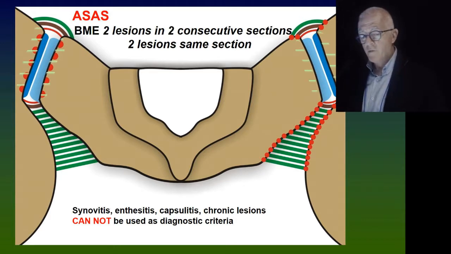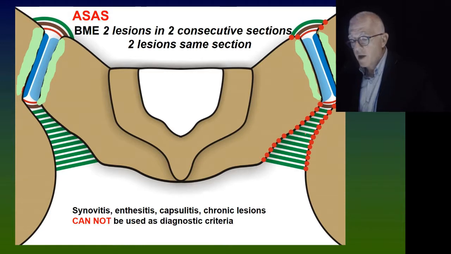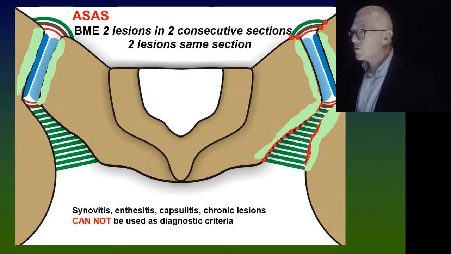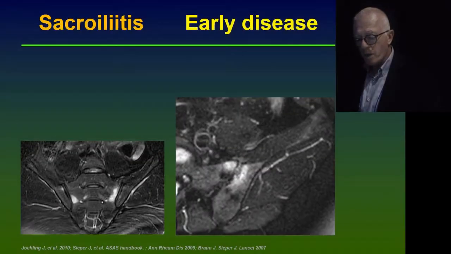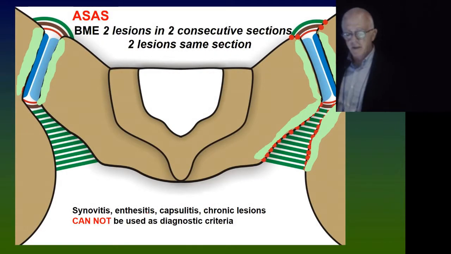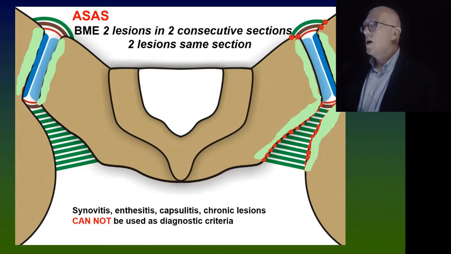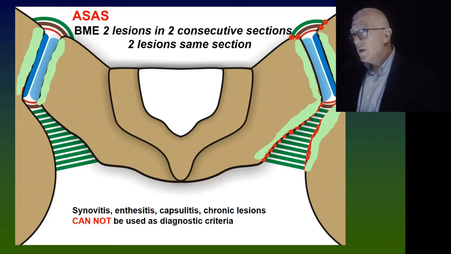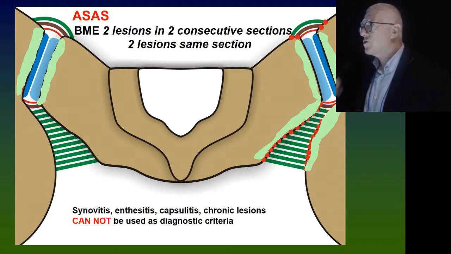Okay? Here we see the location of the area of bone marrow edema changes, subarticular in the synovial part and also in the ligamentous part. Oh, may I say also that any other finding like synovitis, capsulitis, enthesitis, all the chronic lesions do not fulfill the criteria of ASAS. And why are these criteria so strict?